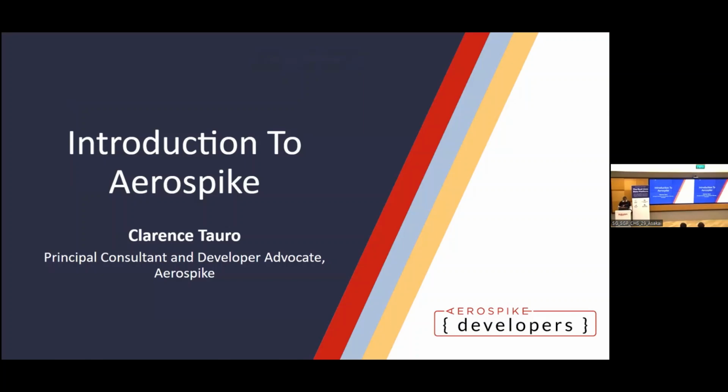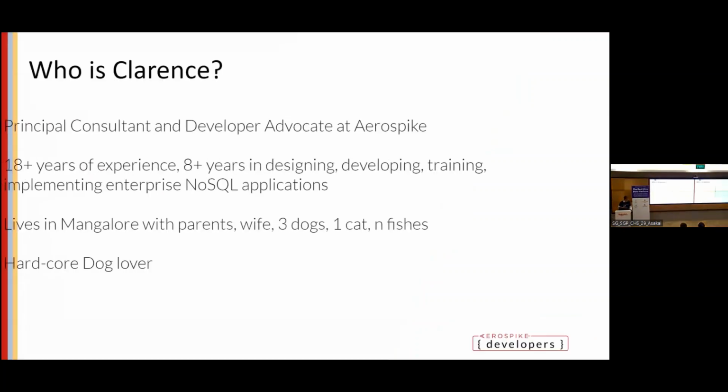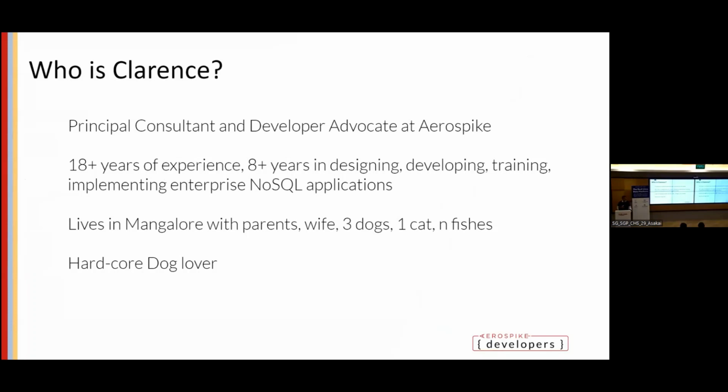Okay, so my name is Clarence. So who's Clarence? I'm a principal consultant and developer advocate at Aerospike. I have about 18 years of experience and 8 years in designing, developing, training, and implementing NoSQL applications. I live in Mangalore, which, if people know, is the west coastal region of India. I live there with my wife, 3 dogs, 1 cat, and a couple of fish. I'm a hardcore dog lover. I just wanted to mention that I'm proud of it.